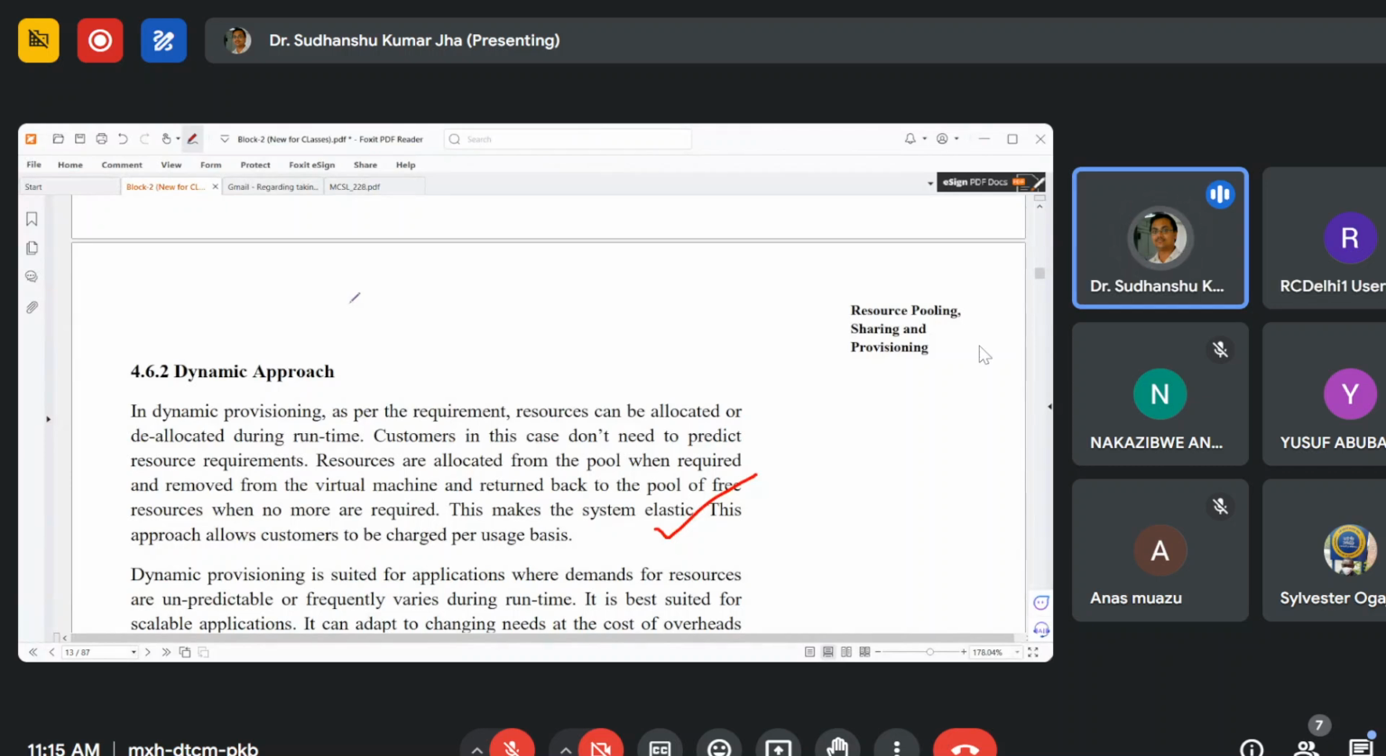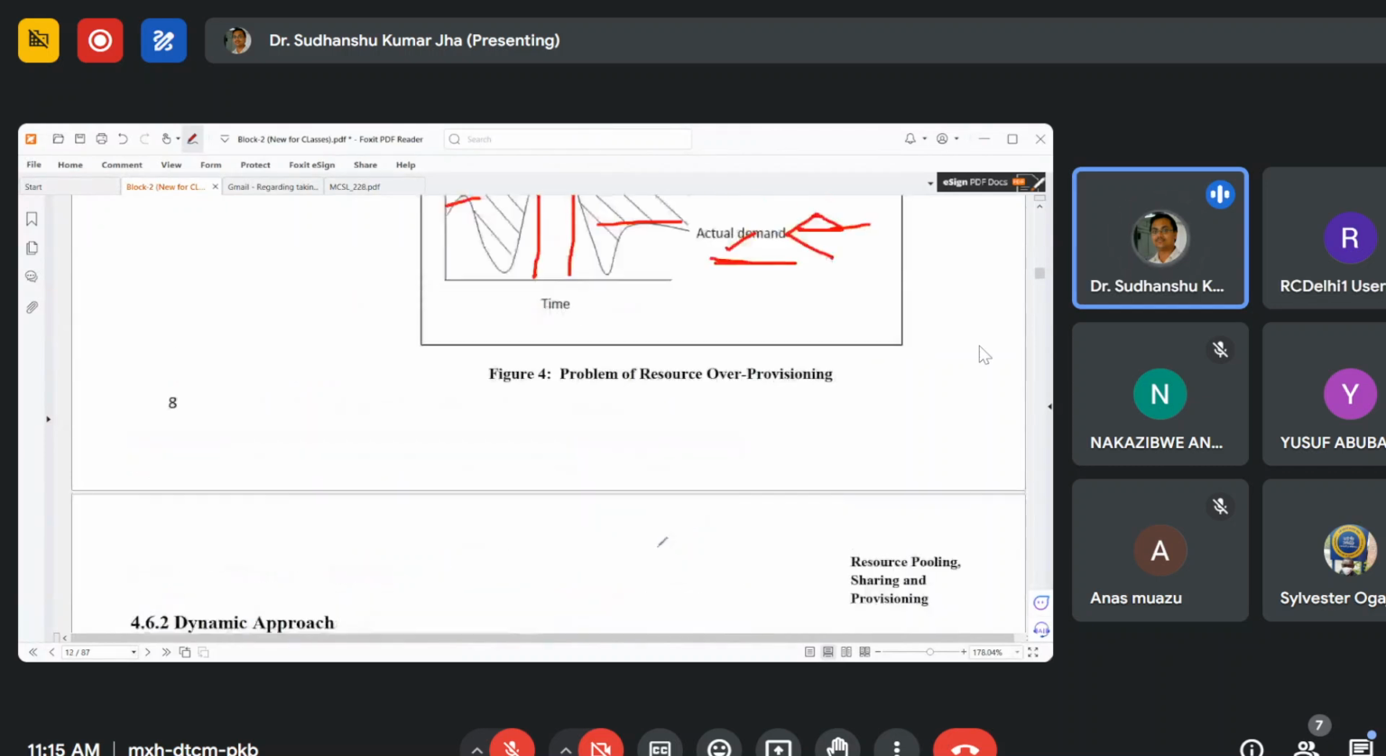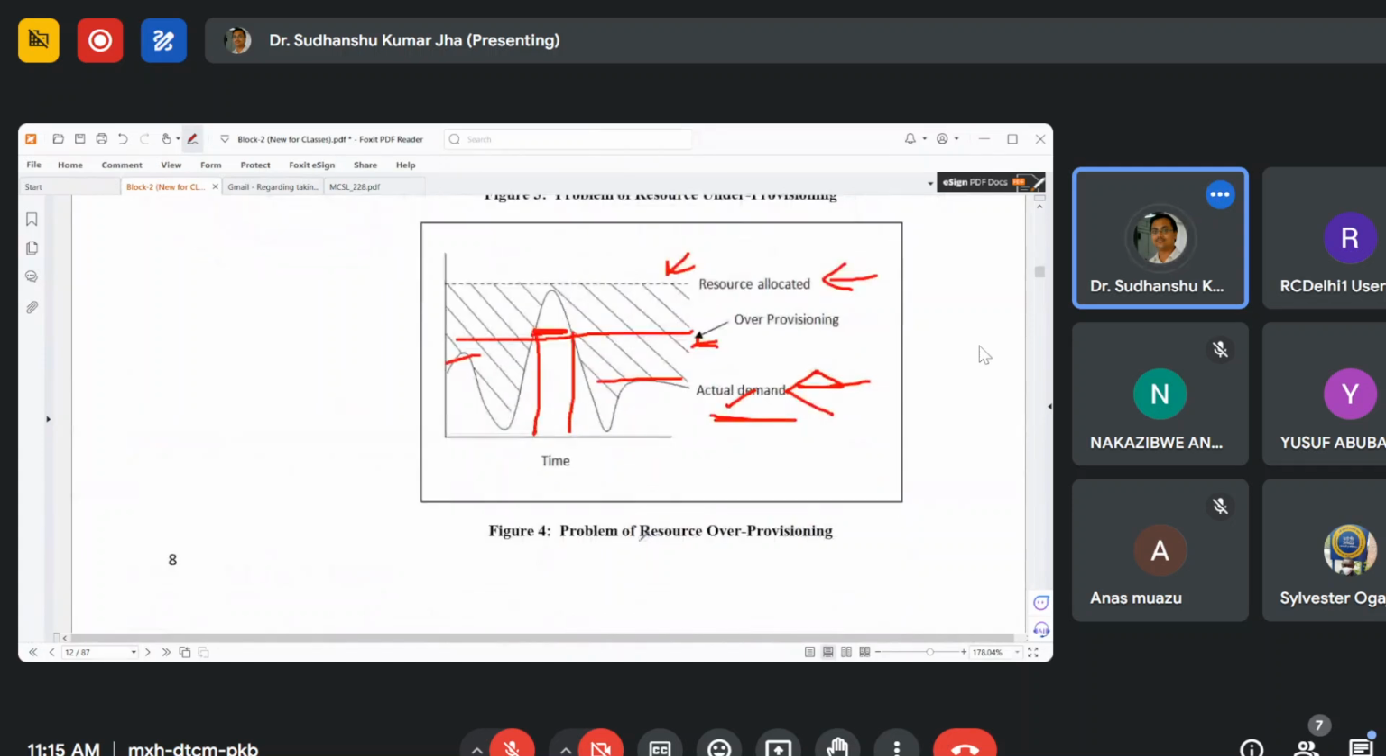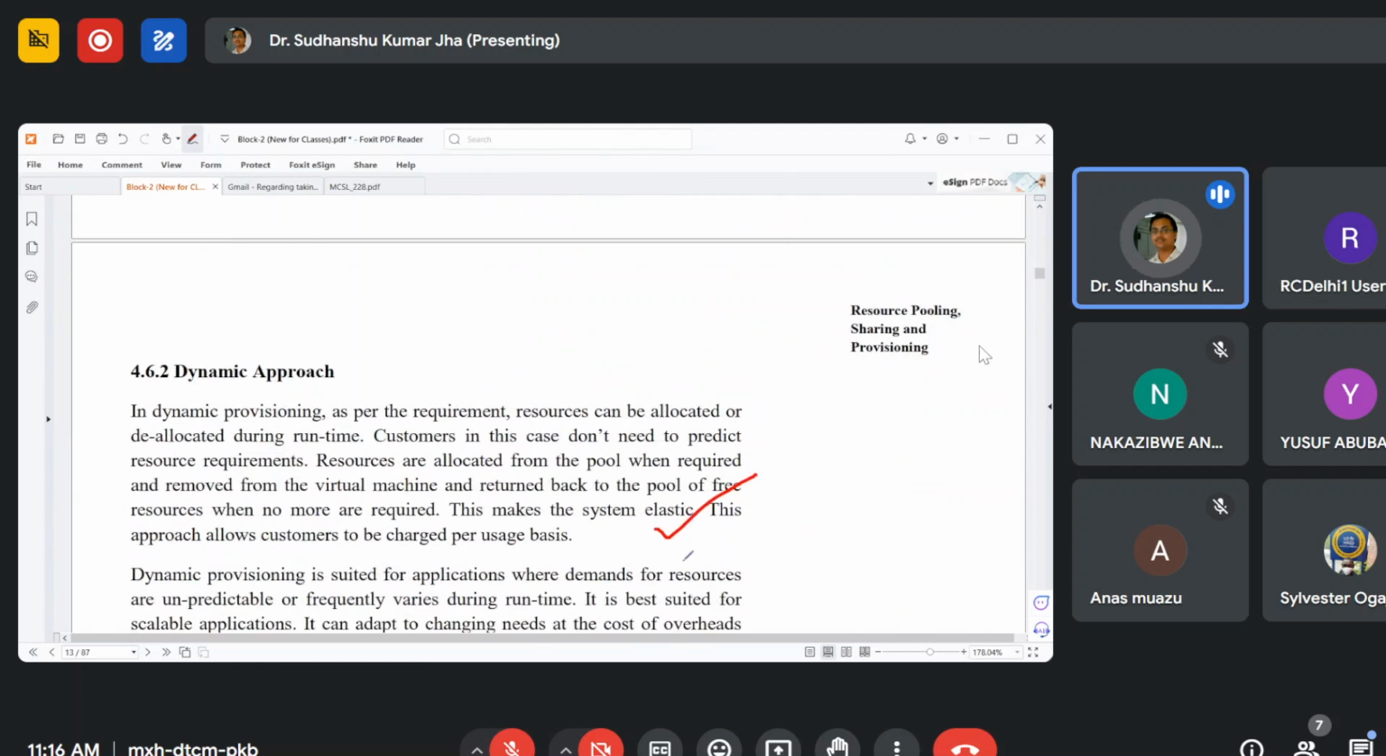Whereas in the case of over provisioning, a lot of resources you already acquired before actually starting the task, and during the execution of the task, you feel that most of the resources you have acquired are without any purpose. That is over provisioning. So over provisioning has the great disadvantage that most of the resources are idle, not in use.